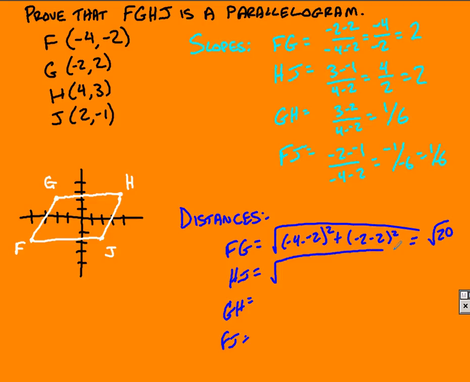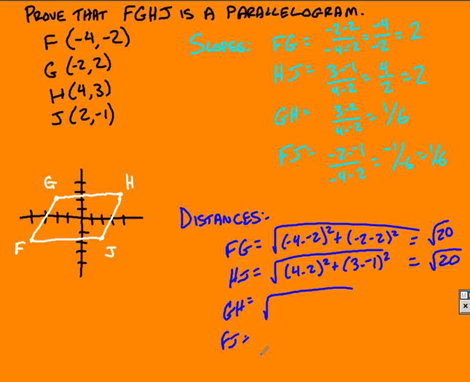When I do H and J, you should notice the same numbers are going to start popping up here. HJ will be 4 minus 2 squared, so there's your 2 squared again. And for this one, 3 minus negative 1 squared. So there's your 4 squared. 4 plus 16 is 20, square root of 20.